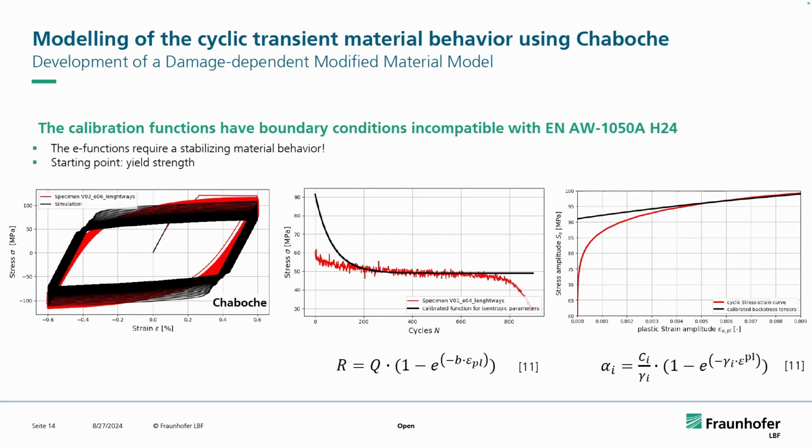First of all, those calibration functions for the isotropic as well as the kinematic parameters include e-functions, and that obviously means that they need a stabilizing state where they can head to. And also the starting point, at least when you use the Abaqus FE program, needs to be the yield strength. So you start up here, and clearly the calibration functions don't really fit the test data.